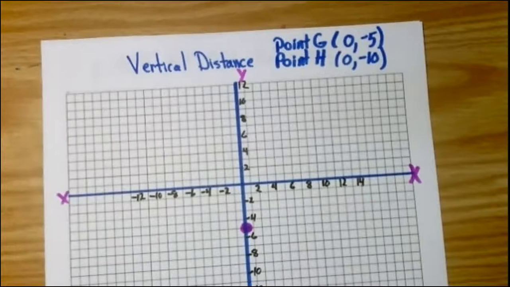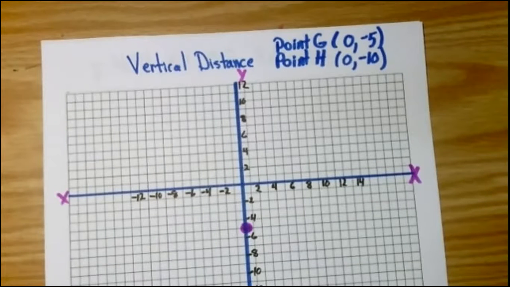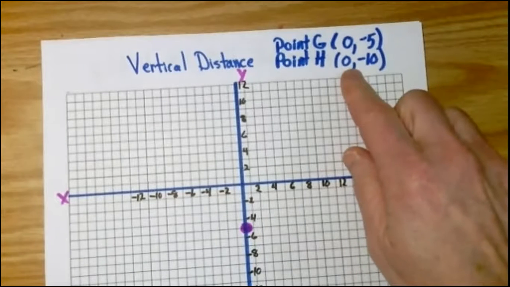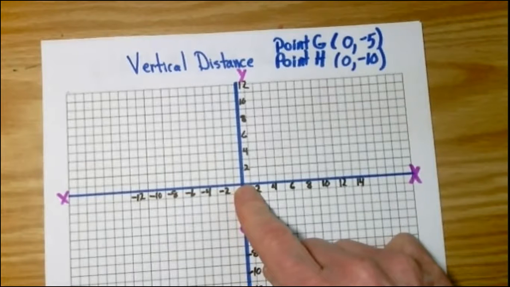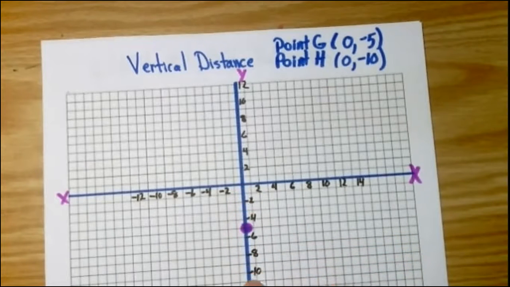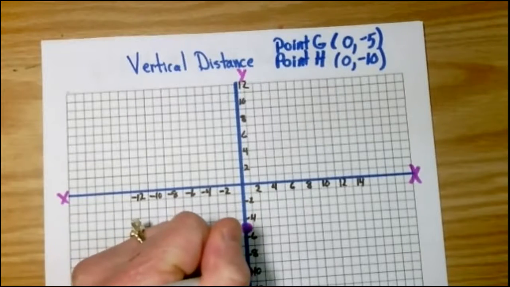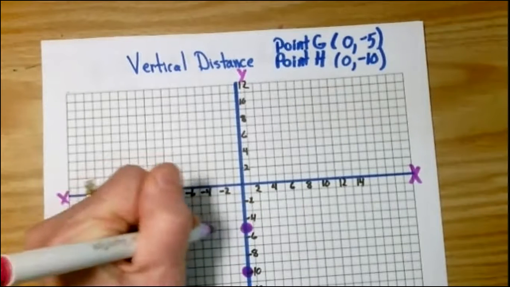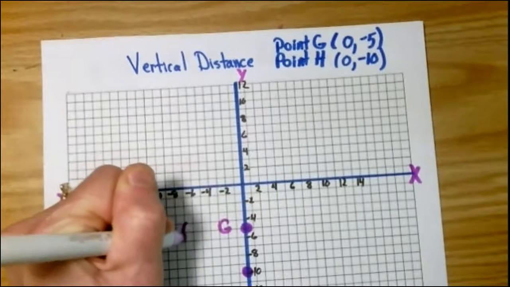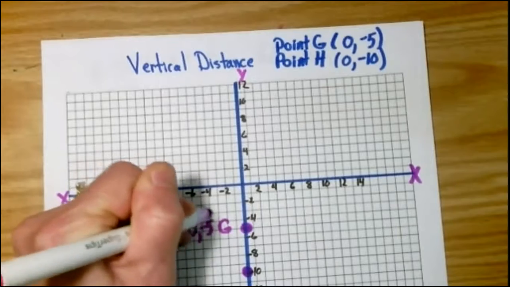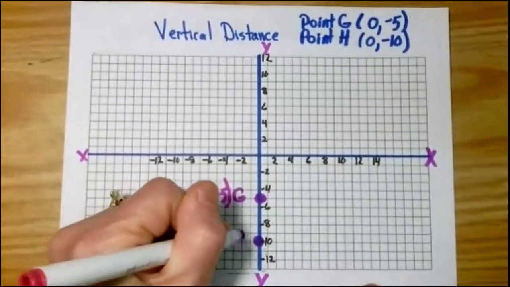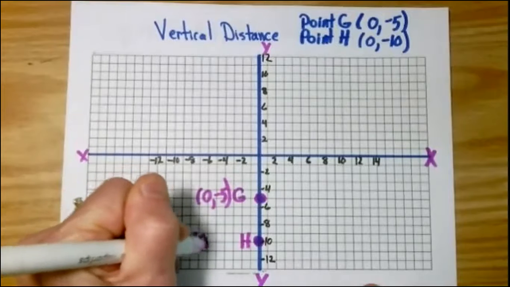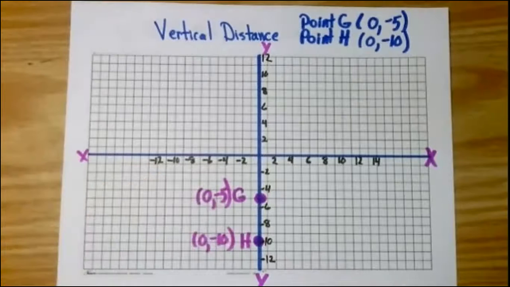Now what about point H? Where is that? Well, the x value is 0, so it's going to be right there. And the H point is -10, so that's going to be right here. So this is point G. The coordinates are 0, -5. And here is point H. The coordinates are 0 and -10.